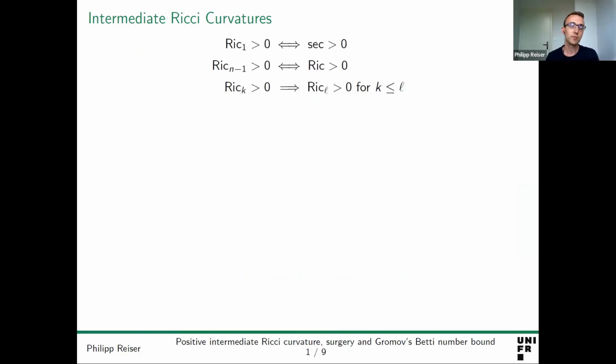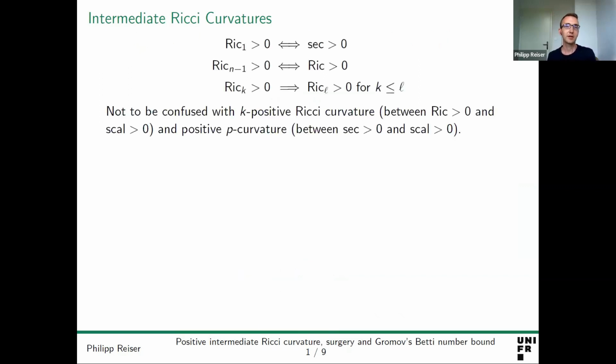Okay, one should say this is not the only intermediate Ricci curvature condition, and this is also a very confusing terminology. So there also exists k-positive Ricci curvature or positive p-curvature, and I'm not going to talk about these, so just consider these the kth intermediate Ricci curvatures. And these conditions have been around for some time already.